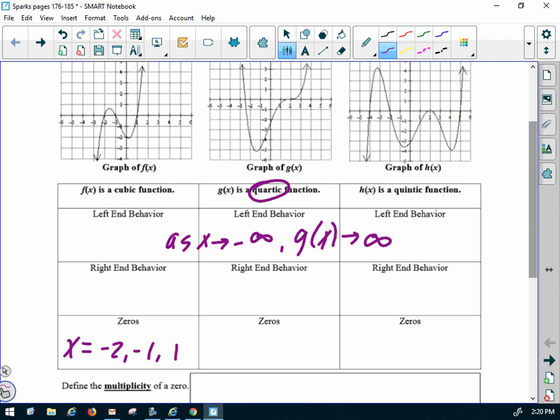The function increases without bound. We good? Okay. What's the right end behavior on this function? As x approaches infinity, g of x also approaches infinity, or g of x also increases without bound.